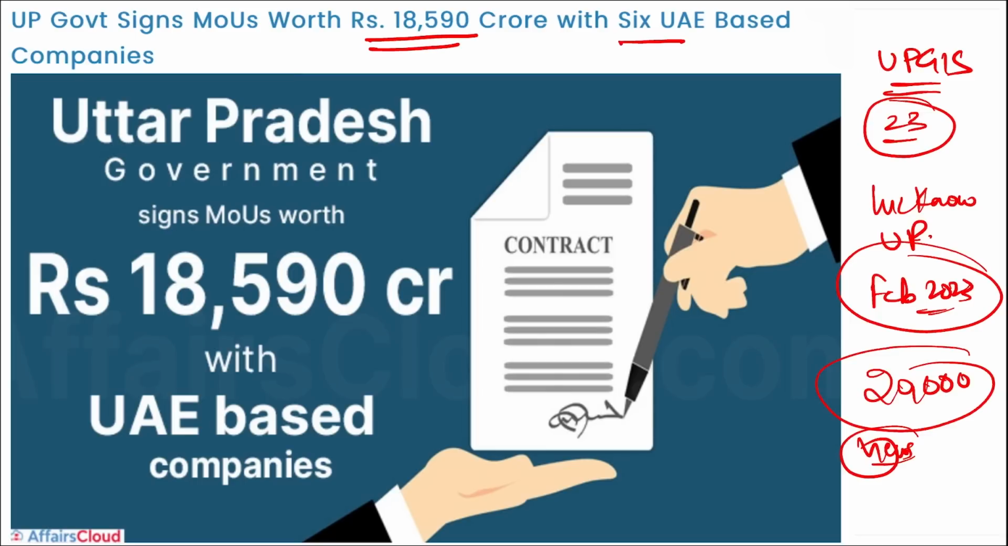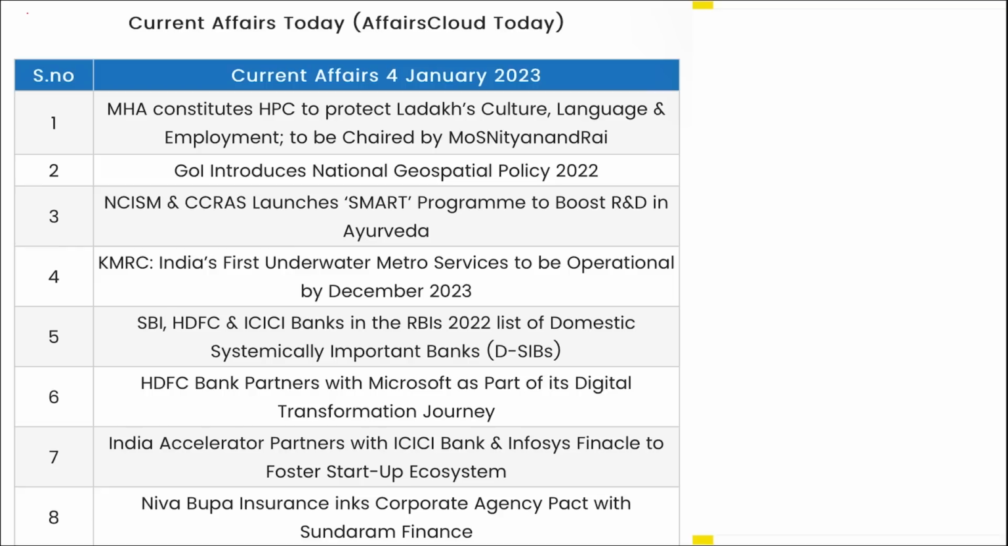If we talk about UAE, what is the capital city? Abu Dhabi. And what is the currency that they use? That is dirham. So that's all for the day, friends. Now let's go for a quick revision.